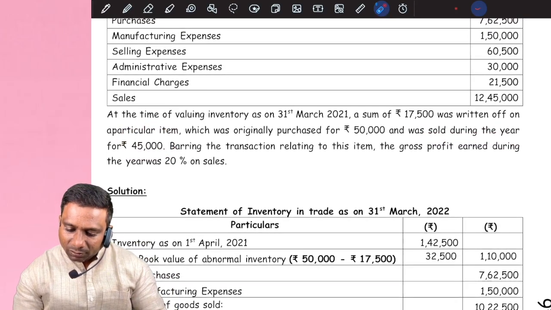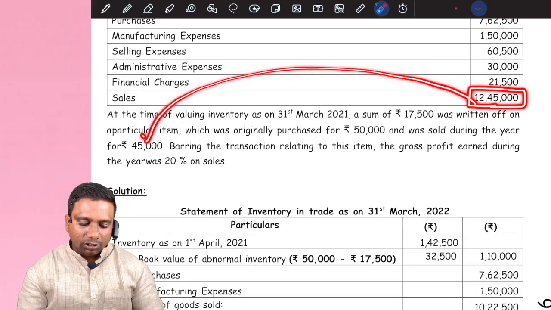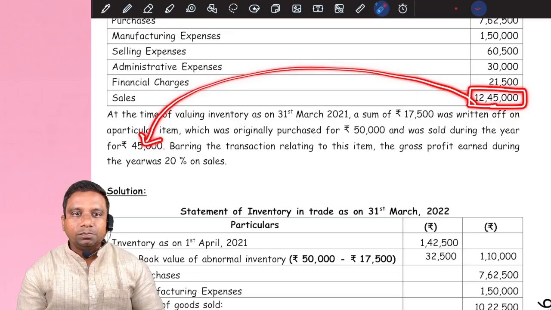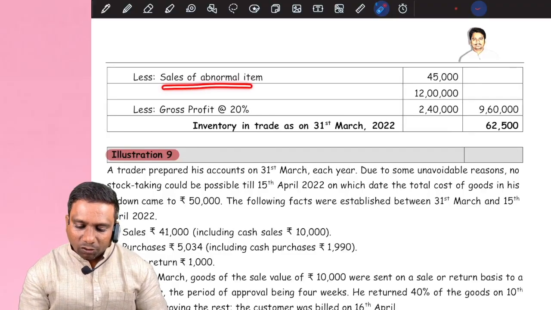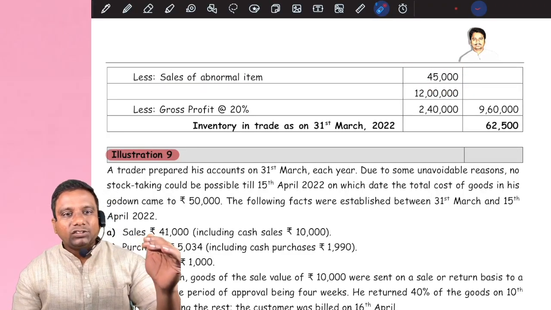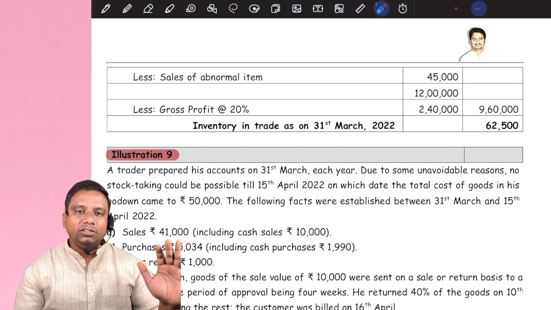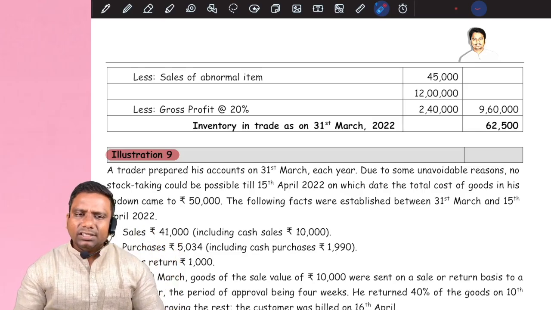Means this sales of 12,45,000 includes 45,000 rupees of abnormal goods. Immediately ignore. 12,45,000 minus sale of abnormal item. From opening stock, the cost of the abnormal item, ignore. From sales, the sale value of the abnormal item, ignore. This is a simple technique. Remaining everything is the same.